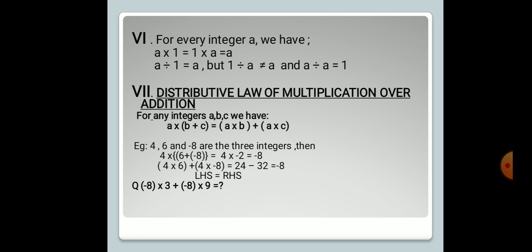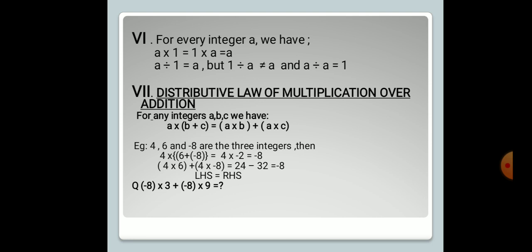And if you divide a number by the number itself, then also you will get 1. So 10 divided by 10 is 1 and 91 divided by 91 is also 1. Any number divided by the number itself, you will get the answer 1.